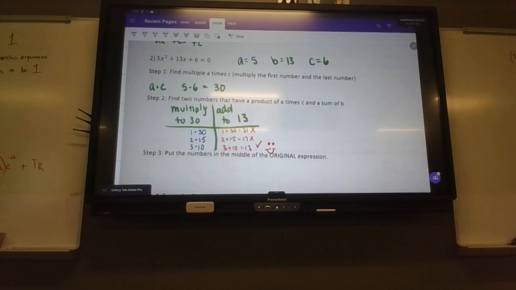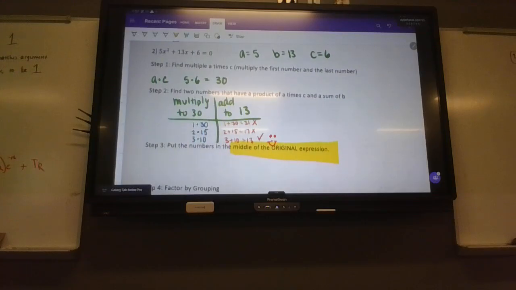This is new. You're going to put the numbers in the middle of the original problem. So the original problem was 5x squared plus 13x plus 6. The new problem is going to be 5x squared plus 3x plus 10x plus 6. I kind of want to switch the 3 and the 10. It doesn't matter what order you put them in. So instead of 13, I got 3 and 10 in there. That's equivalent. Now I will do the grouping method. I will GCF the first two, GCF the second two.